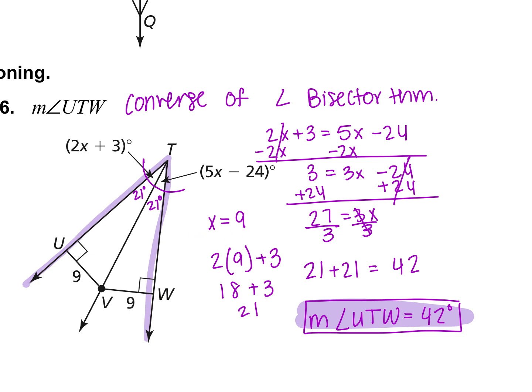Again, x is 9. I have to plug it into either one of these. I'm going to go ahead and plug it into the first one. And I got 21. That means both angles are 21. Adding 21 and 21 is going to give me 42. So this entire angle is going to be 42 degrees.